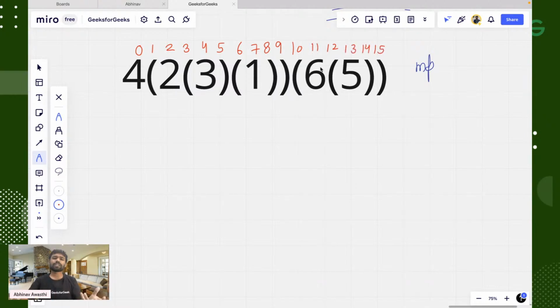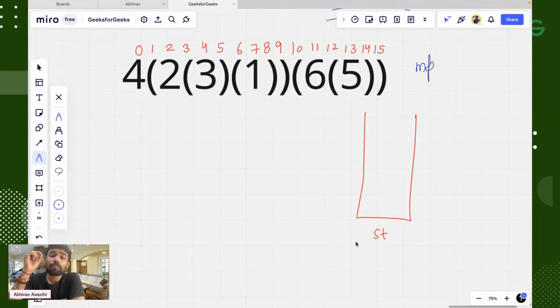So we have a very famous problem which is called the parenthesis checker. That's a very basic problem of stack, and we are going to use a similar thing here also. So we will have a stack, and whenever we get an opening bracket, we will push its index into the stack.